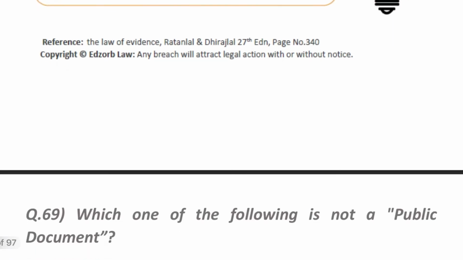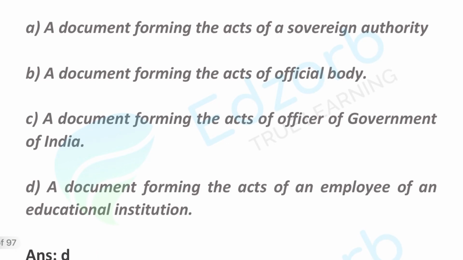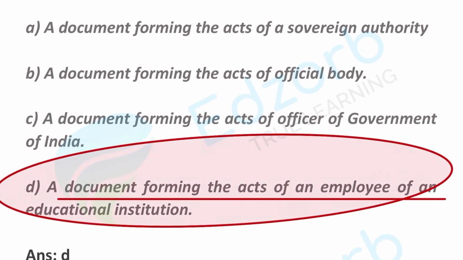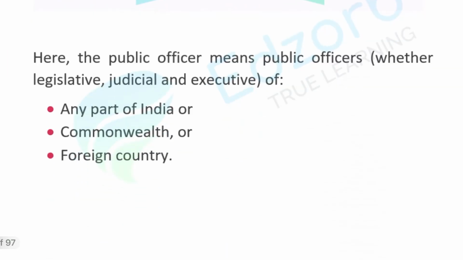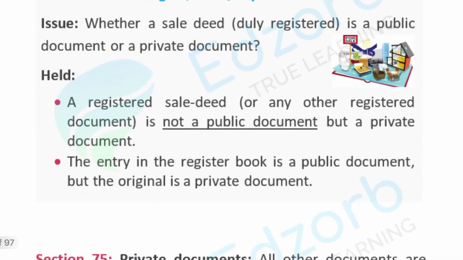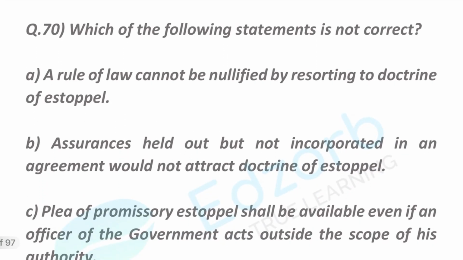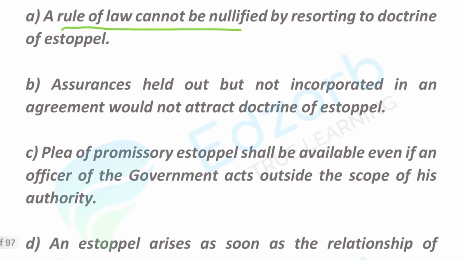This brings us to question number 69. So you've already seen this before, right? A document forming the acts of an employee of an educational institution is certainly not a public document. D was the correct option over here. This would now bring us to question number 70. So again, we have to identify which of the statements is not correct. So 3 of them are correct. So a rule of law cannot be nullified by resorting to a doctrine of estoppel.